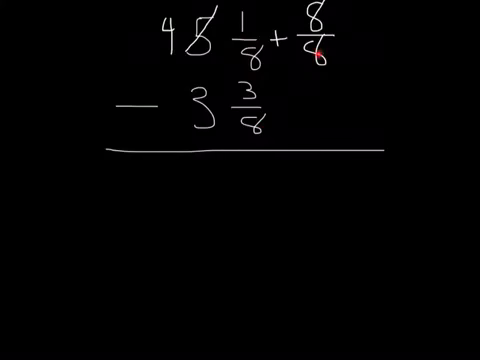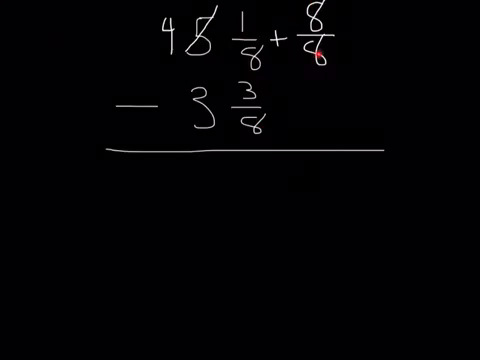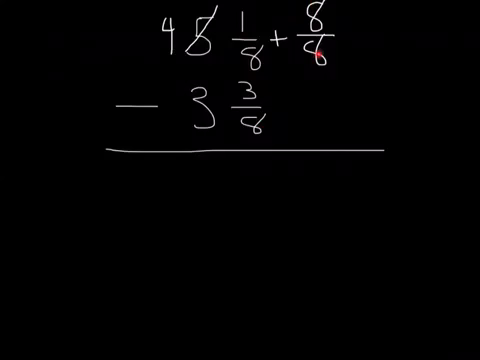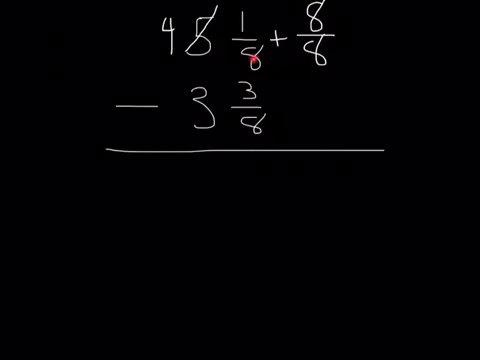This is one whole, isn't it? I could have written it as 1 over 1, 2 over 2, 3 over 3. I chose 8 over 8 because I wanted my denominators to match. Well, what is 1/8 plus 8/8? It's 9/8. Okay? And can I subtract 9/8 take away 3/8? I sure can. So I'm going to do that.